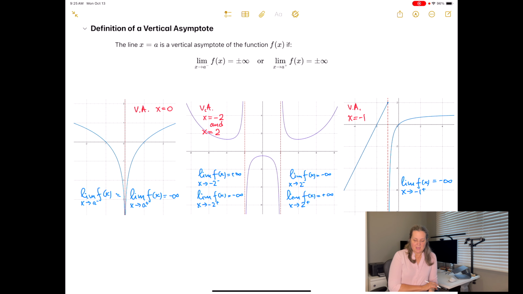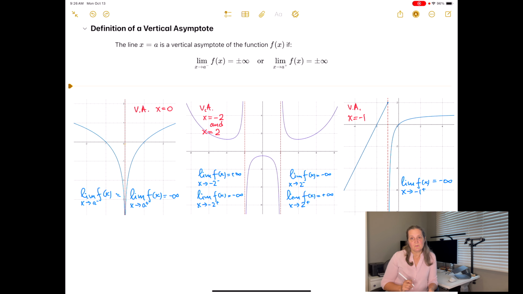A line x equals a is a vertical asymptote of a function f of x if the outputs of the function f of x explode to plus infinity or minus infinity as the input x gets closer and closer to value a. This means that the function can be exploding to plus infinity or minus infinity on either side of x equals a. Here are examples. We can see that the vertical line x equals 0 is an asymptote of the first function because as x goes to 0 from the left side and from the right side, the function value drops to minus infinity.